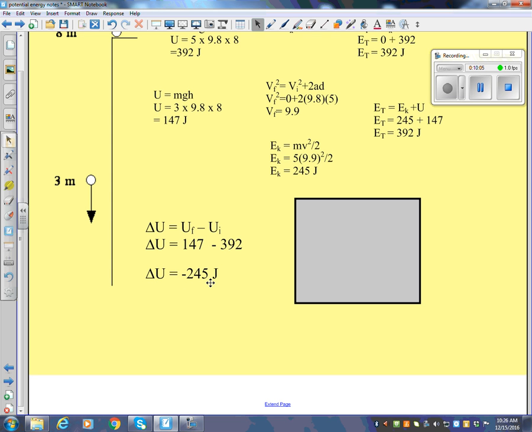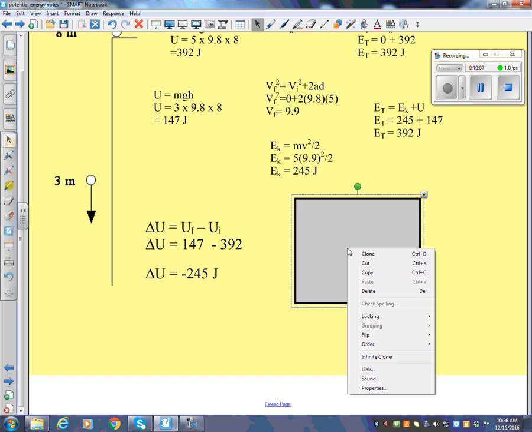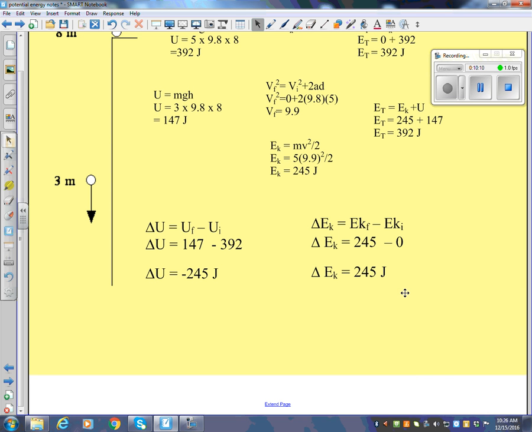What's going to be the change in kinetic? What do you know? Energy is conserved.